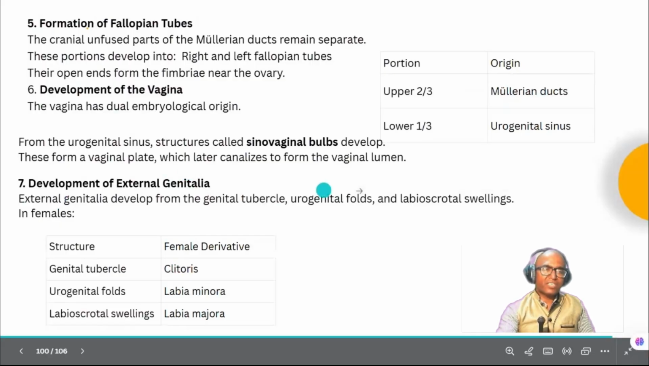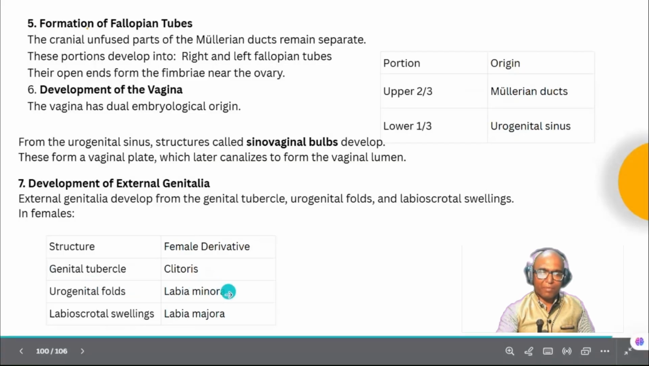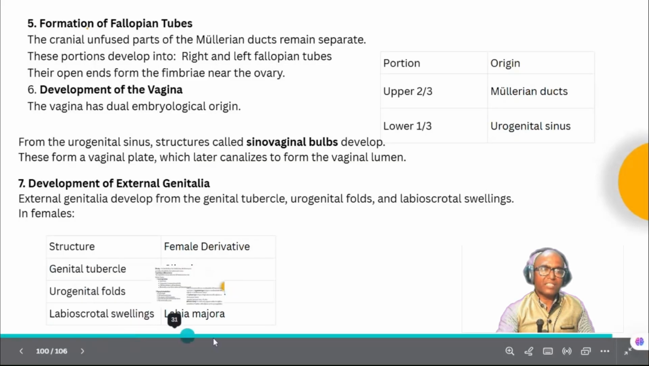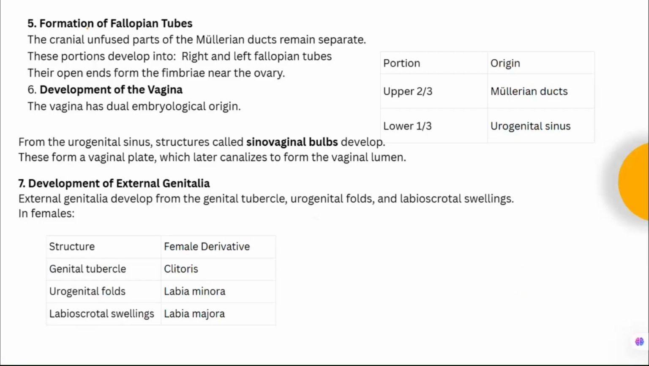Then coming to the development of the external genitalia. External genitalia develop from the genital tubercle, urogenital folds, and the labioscrotal swellings. In females, the genital tubercle will lead to the formation of the clitoris. The urogenital folds will lead to the formation of the labia minora, and the labioscrotal swellings will form the labia majora. Again, SBs are asked on this. So, what is the origin of the clitoris? It is the genital tubercle. The labia majora form from the labioscrotal swellings. This is what you should remember: genital tubercle, urogenital folds, and labioscrotal swellings. Many SBs are there in this.